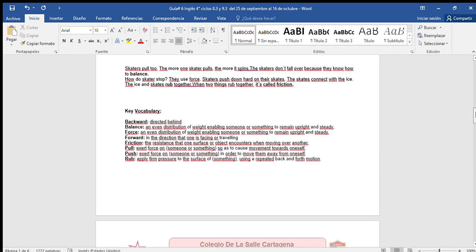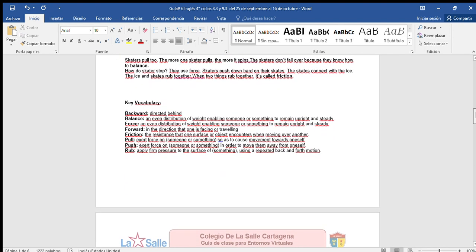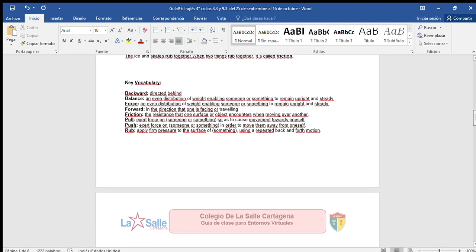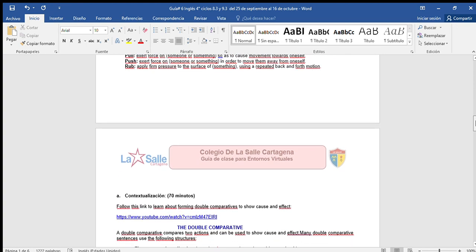This is the vocabulary: backward, balance, force, forward, friction, pull, push, and rub. We will read it in the class.